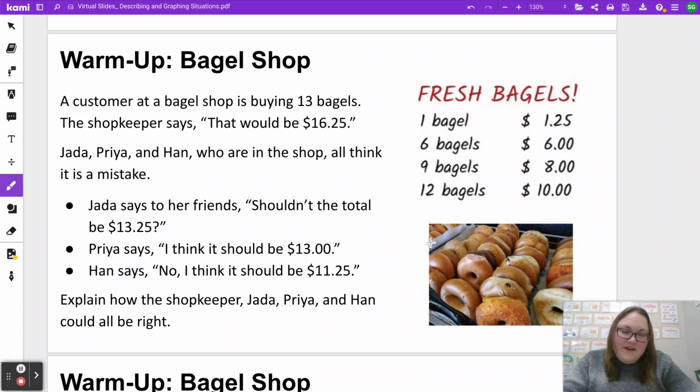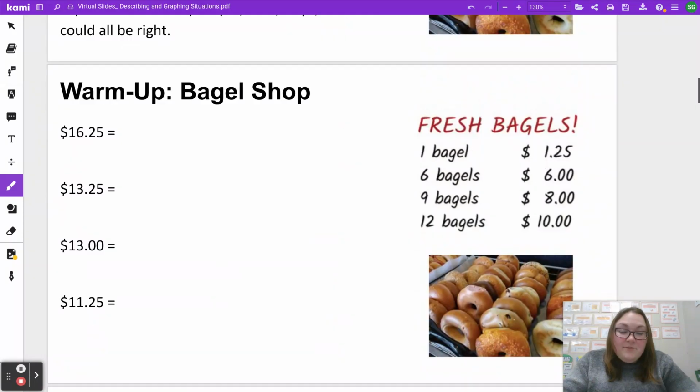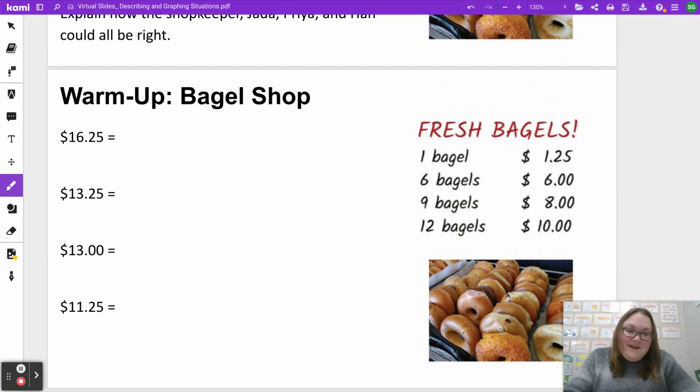this information over here about the price of bagels. The shopkeeper says it's $16.25. Jada says it's $13.25. Priya says it's $13, and Han says it's $11.25. And they've gotten four different prices for the cost of 13 bagels. There is a way using this information over here to come up with those four costs.